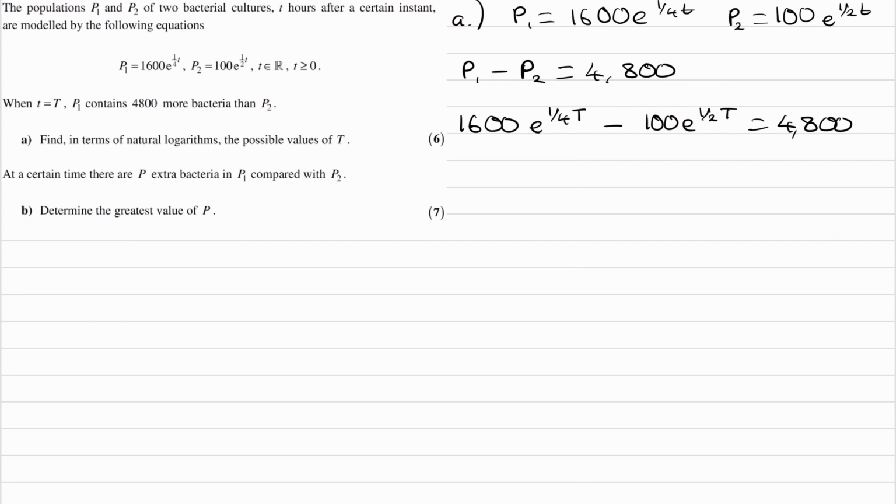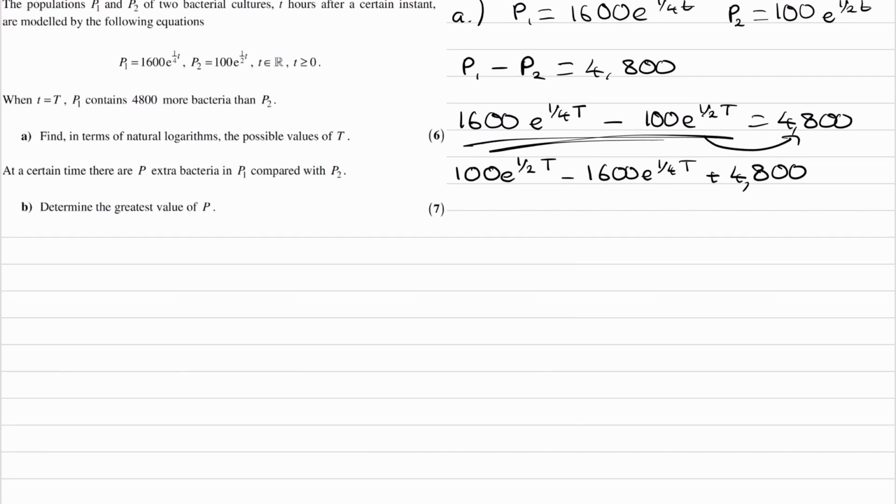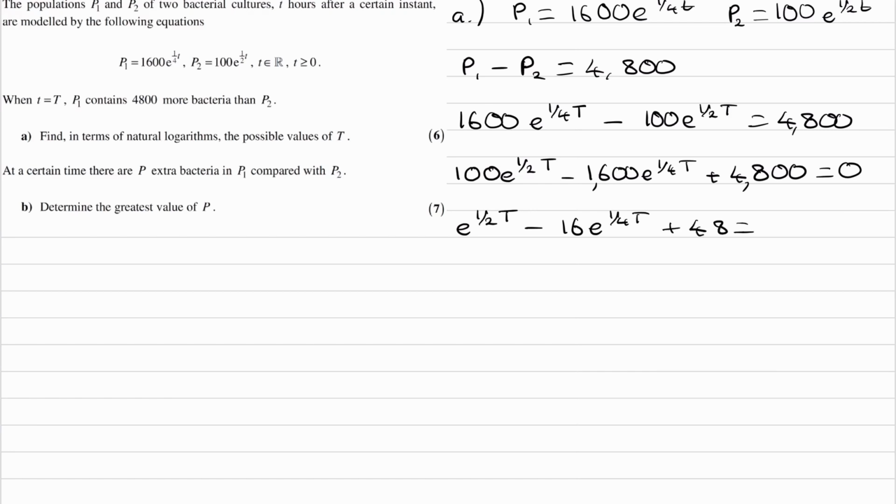So this is a hidden quadratic. I'm going to rearrange it so it's easier to see. I'm moving these two terms to the right-hand side, bringing the 100 e to the half t first, then minus 1600 e to the quarter t, plus 4,800, equal to 0. I'll then divide everything by 100 to simplify it: e to the half t minus 16 e to the quarter t plus 48 is equal to 0.